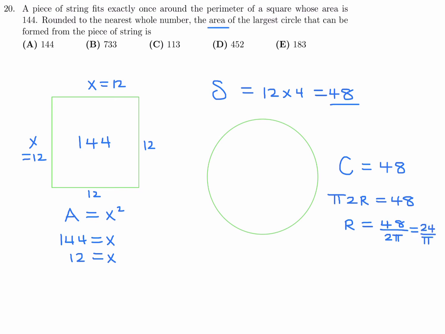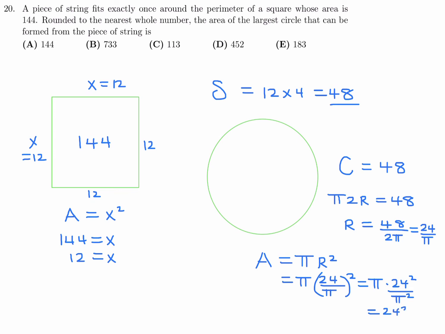And now they want you to figure out the area. So the area of a circle is pi r squared, which is pi times 24 over pi, all squared. So that's going to be pi times 24 squared over pi squared, and then that's just 24 squared over pi. And if you get out a calculator and do the math in terms of an actual numerical value, you get approximately 183, because they want you to just round it to the nearest whole number. So number 20, the answer is E.